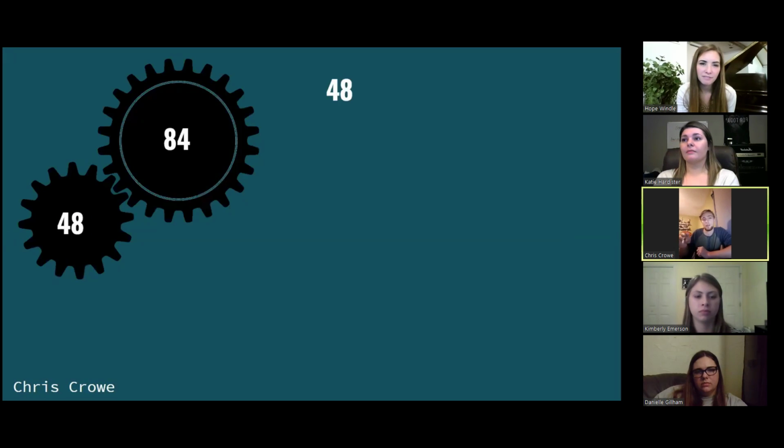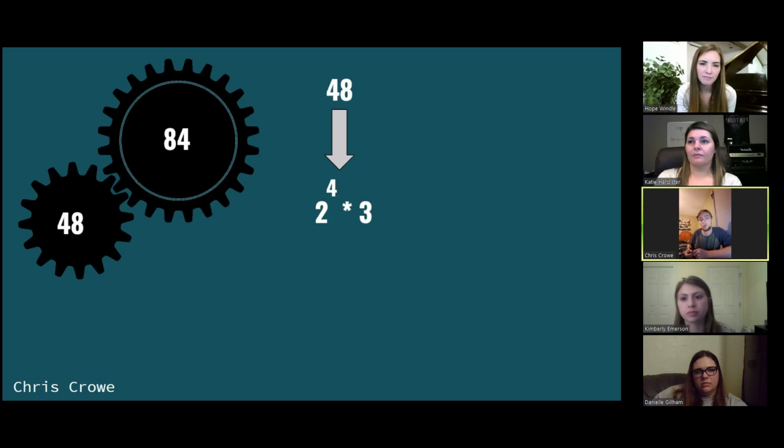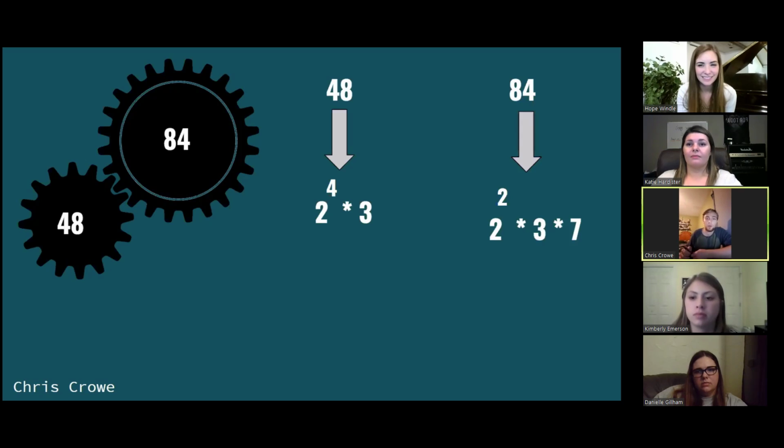So we see here we have the gears. We have the larger one having 84 teeth, the smaller one having 48 teeth. So for the saving of our time as well as the workload, I've simply brought down the numbers 48 and 84 into their prime factorization forms. 48 being 2 to the 4th times 3, and 84 being 2 to the 2nd times 3 times 7.